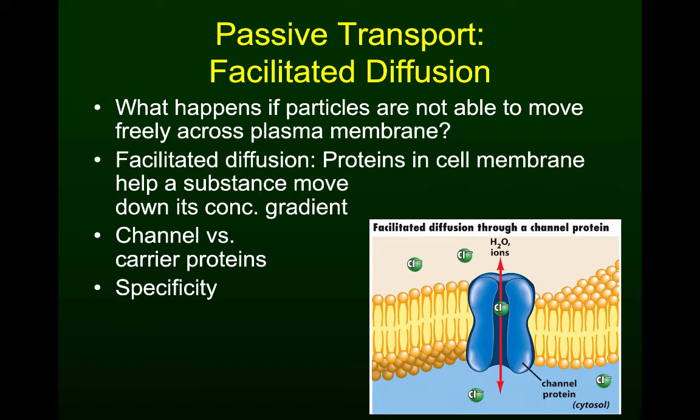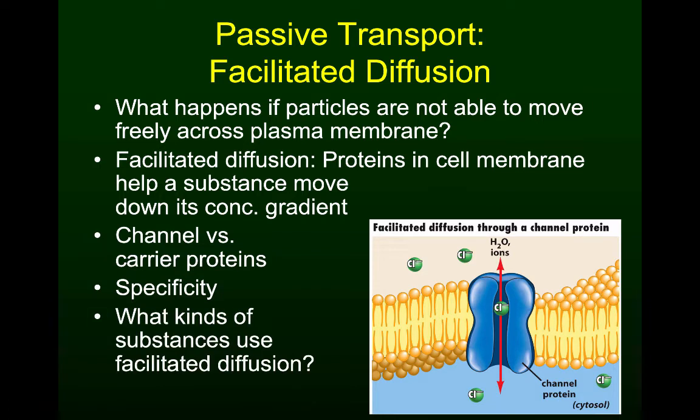But in both cases of channel and carrier proteins, these proteins are very, very specific. Right? So if a channel protein allows chloride ions to move, it's not going to allow sodiums or potassiums or calcium ions to move. Or if a carrier protein is moving glucose, it's not going to be able to move anything else. Right? It's very, very specific to only the one substance that they're going to allow to move across the membrane. So particularly here, again, just kind of recapping facilitated diffusion, we are dealing with things that are polar, hydrophilic, charged.